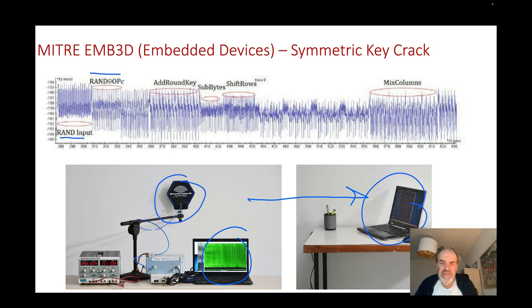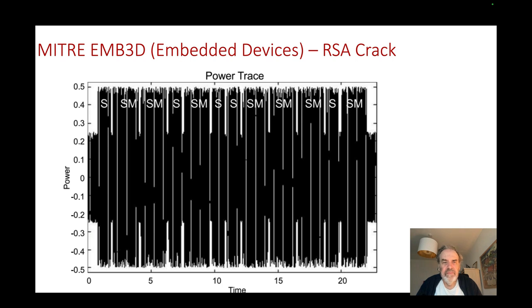What we might see is something like this, and these are the operations of the AES encryption, such as mix columns, shift rows, and so on. With this type of output, we can start to guess what the key is that's being used within the device without actually tampering with it at all, just by listening to the electromagnetic radiation from it.